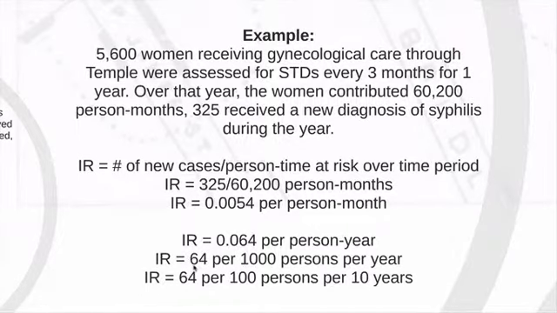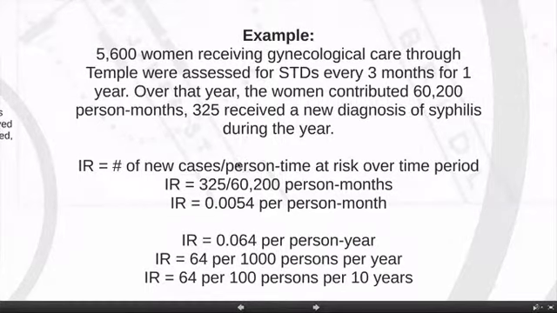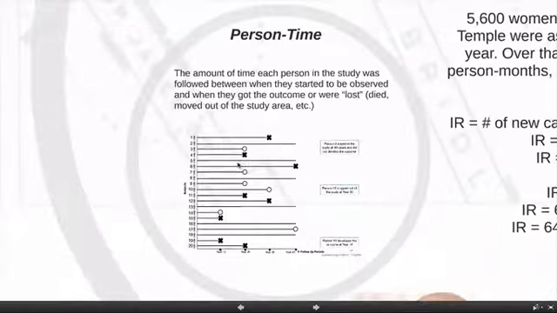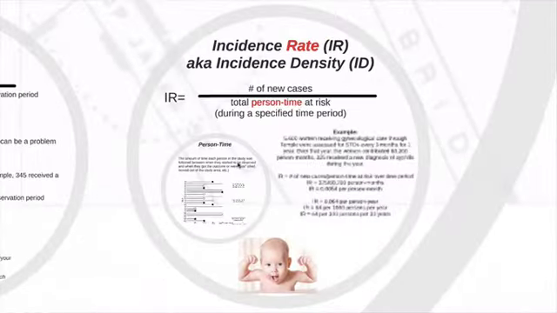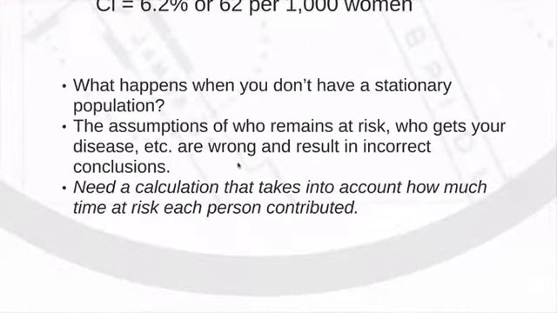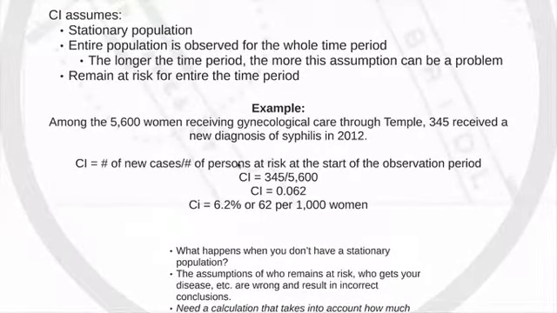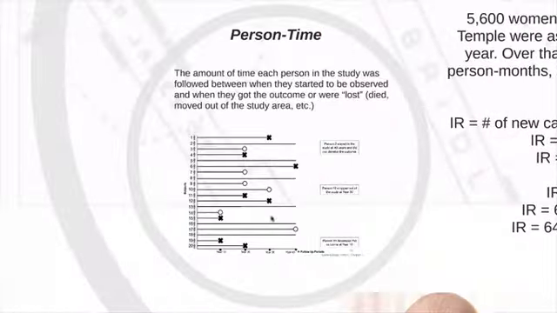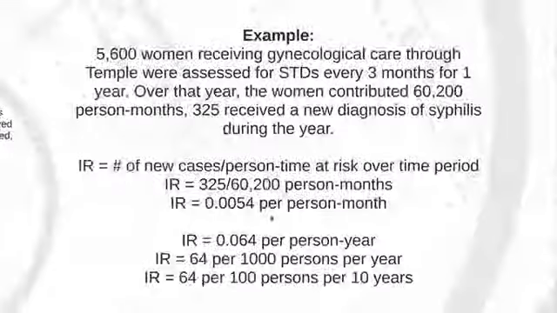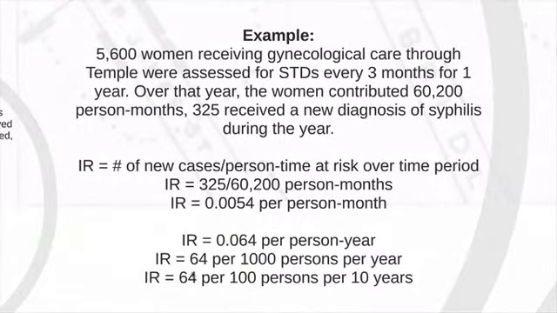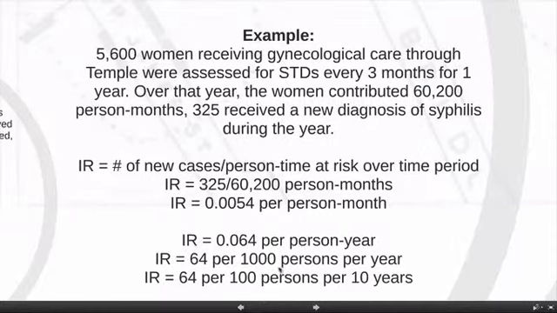So let's just compare. We have our same 325 cases in our other example. Let me go back to this. But now we've more accurately accounted for the time that the women are contributing. So when we couldn't calculate the person time at risk that the women contributed to the study, we ended up with an incidence of 62 cases of syphilis per 1,000 women. Now, when we are more accurate and don't make a lot of assumptions about how long we've tracked the women and if they still remain at risk, we end up with 64 cases of syphilis per 1,000 per year.